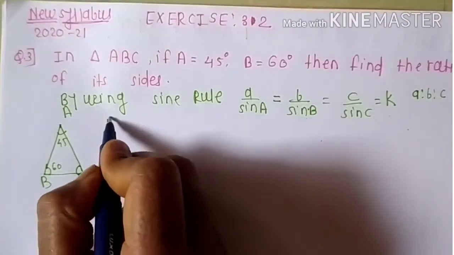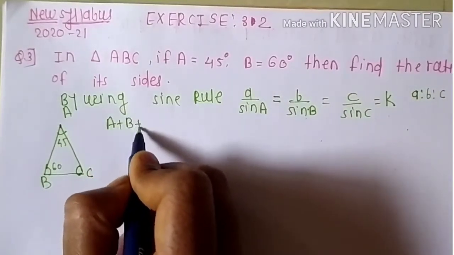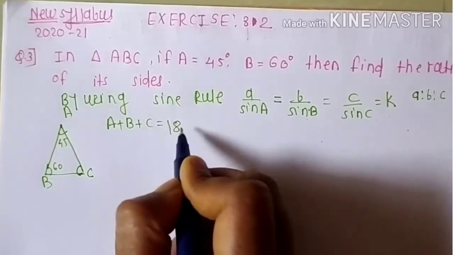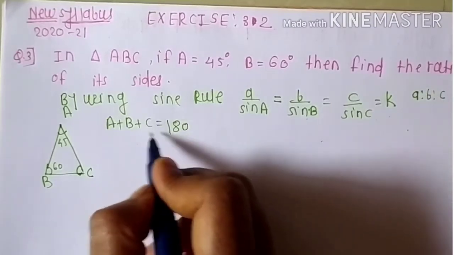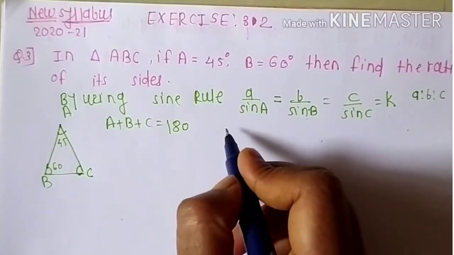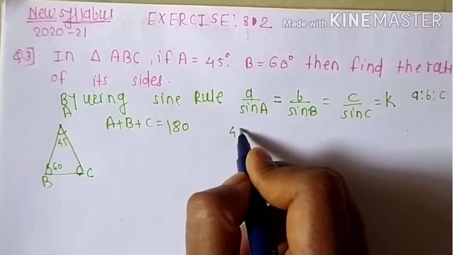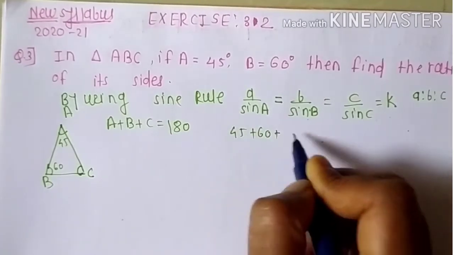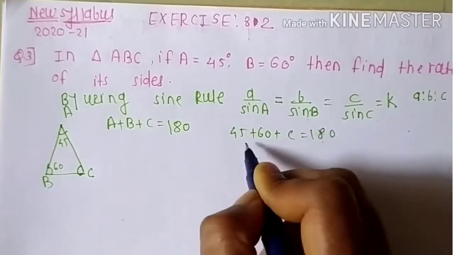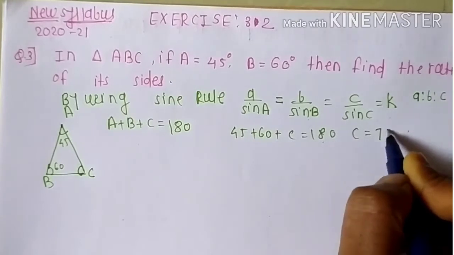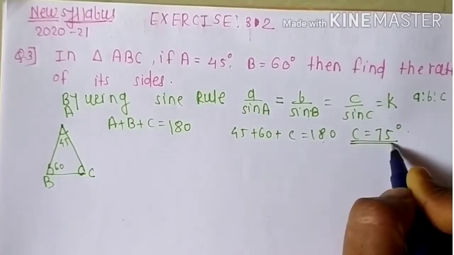We know that the sum of all angles A plus B plus C is equal to 180 degrees. From that we determine the value of C. Therefore 45 plus 60 plus C is equal to 180, and if we simplify this, we get C is equal to 75 degrees.